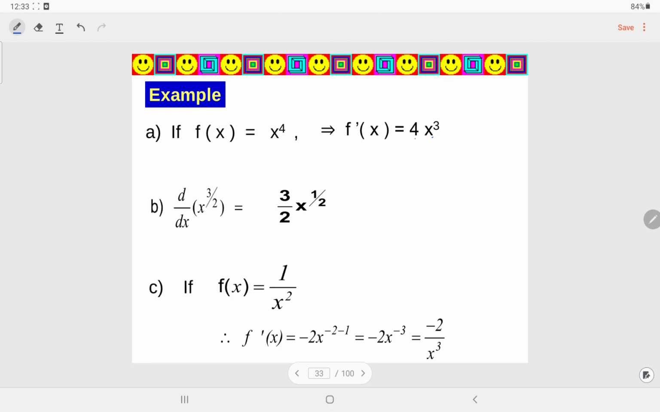The same thing for b, x power of 3 over 2. You need to differentiate, bring down 3 over 2 x, and then 3 over 2 minus 1 equal to 1 over 2. Okay, c, f(x) is equal to 1 over x squared. Since it is over x squared, it is x power of negative 2. So negative 2 x, power of negative 2 minus 1. So we get this. Since negative 3 is the power here, we get negative 2 over x cubed.